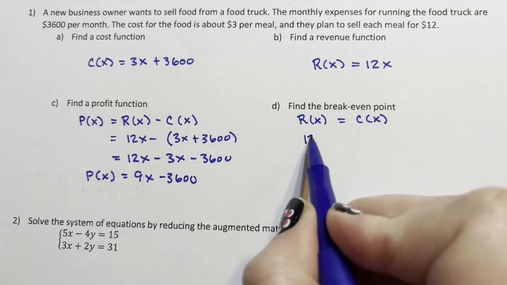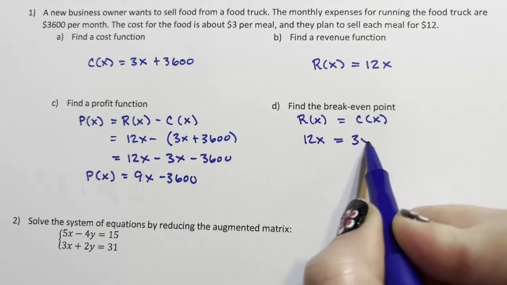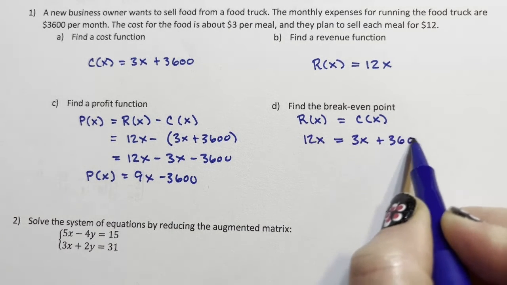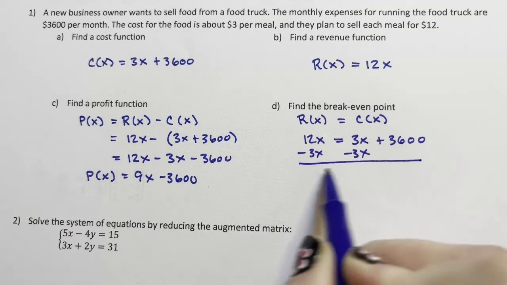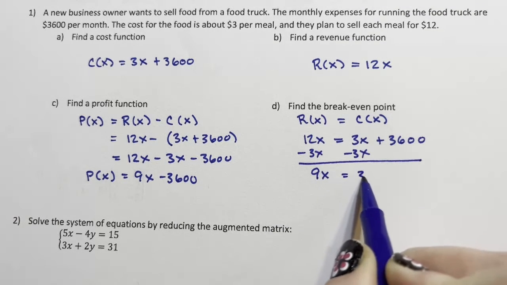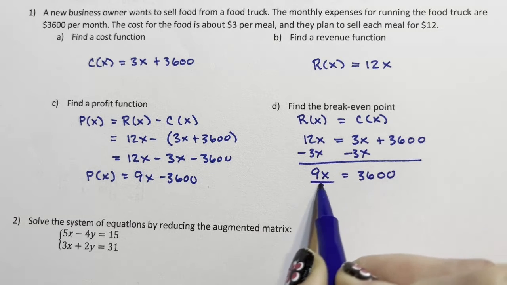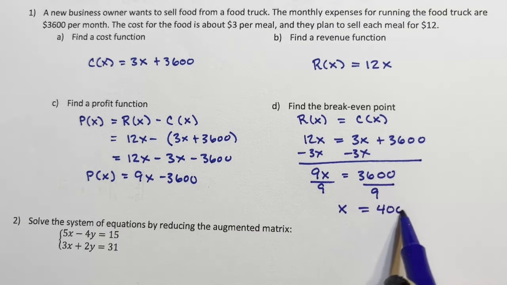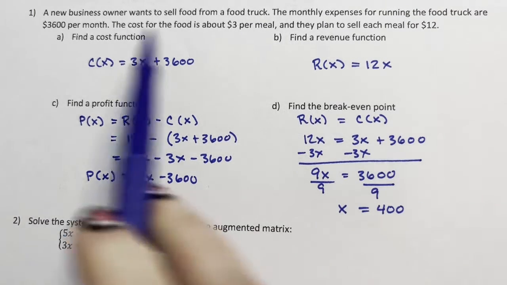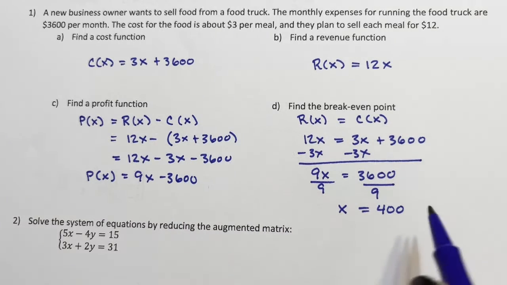So when is 12x equal to 3x plus 3,600? We subtract 3x from both sides. We have 9x equal to 3,600. If we divide by 9, we get that x is equal to 400. Here I'm going to label, and what we're selling is meals. So 400 meals.